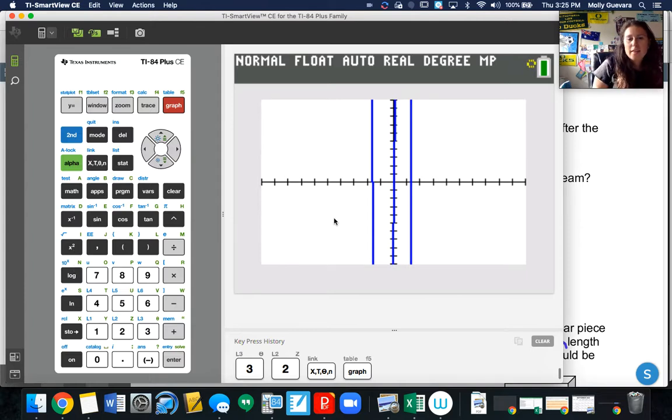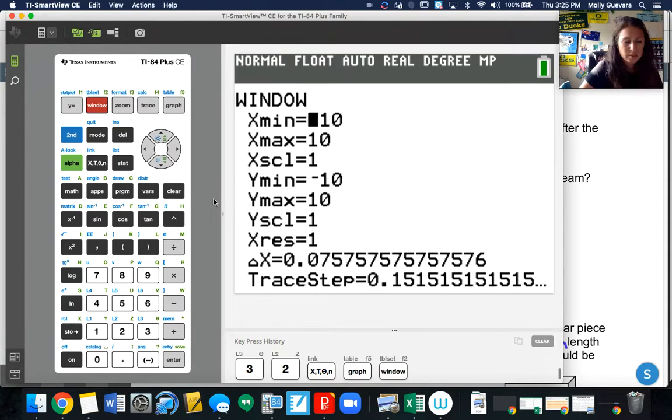Now I'm going to hit graph. And this is not helpful to me at all, right? I have no clue what this graph looks like. It crosses the x-axis at 0, but I don't know what these are. This just looks awful, okay? So I really want to see what the graph truly looks like. So let's look at our window and see if we can adjust this.